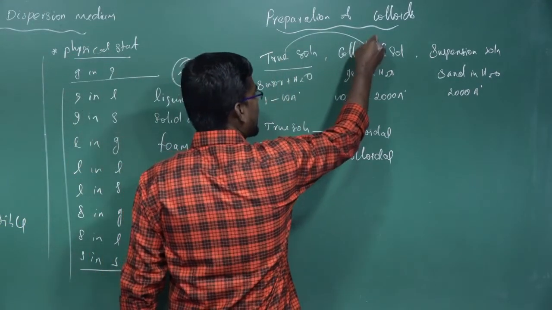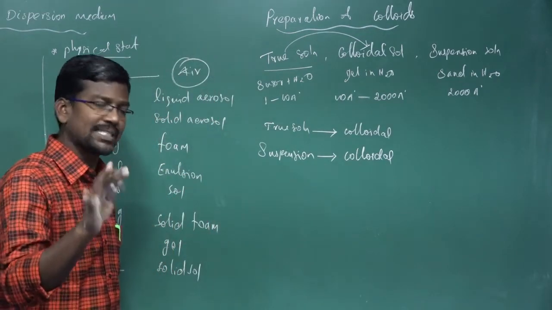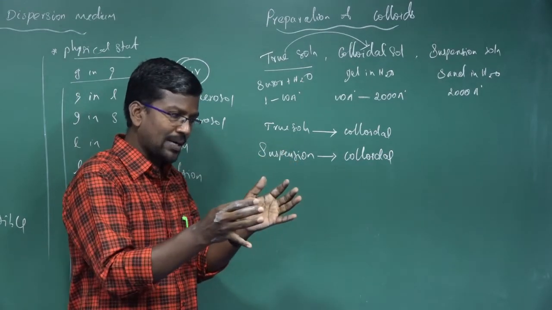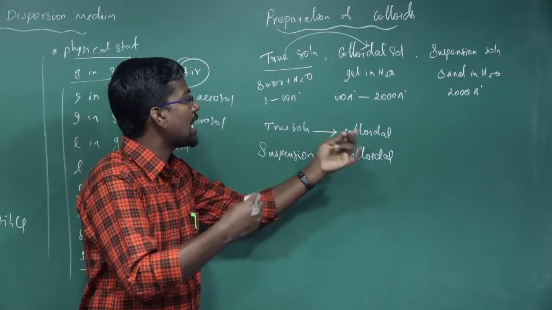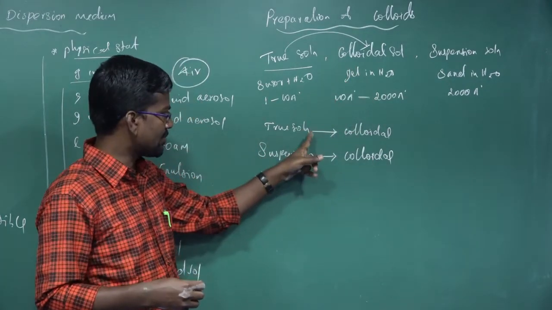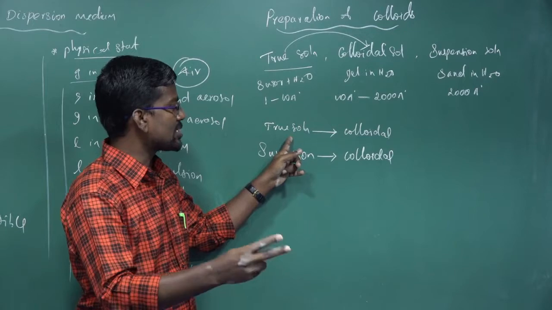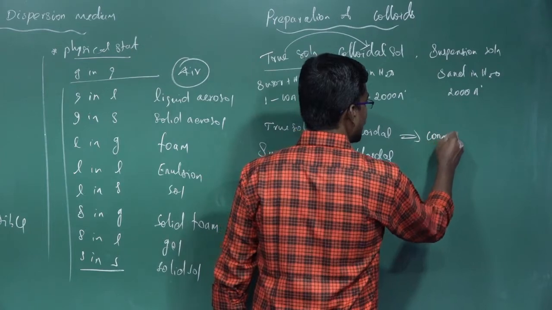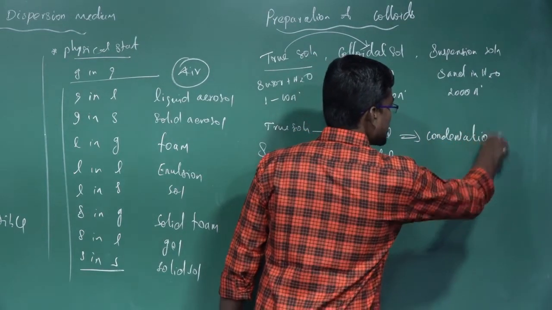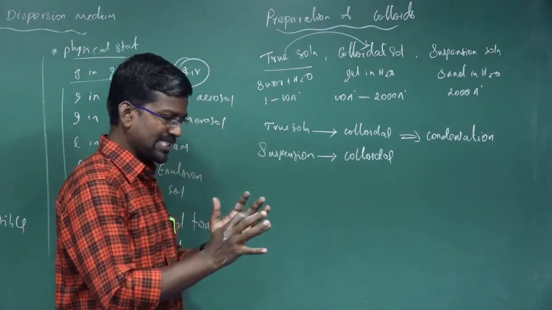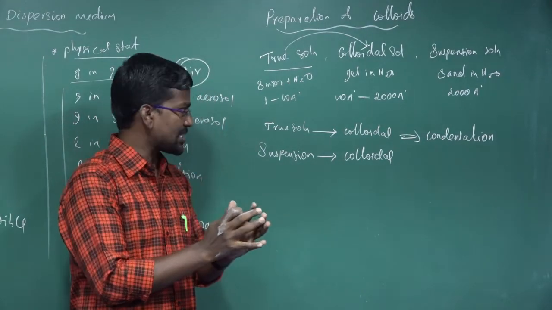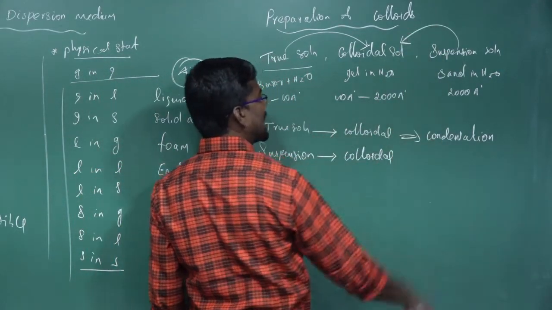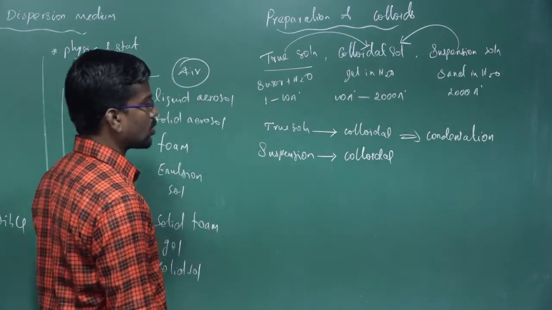A true solution can be converted into a colloidal solution by the condensation method, because a true solution contains very small dispersed particles. The smallest particles come in contact with each other to form larger colloidal particles. Because of the small size, the dispersed particles condense, coming in contact with each other to form a colloidal solution.